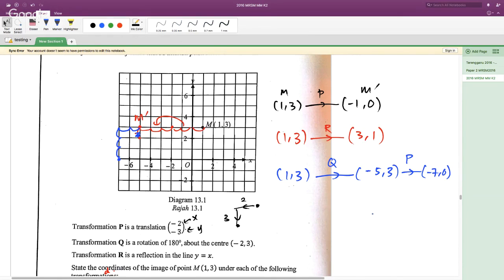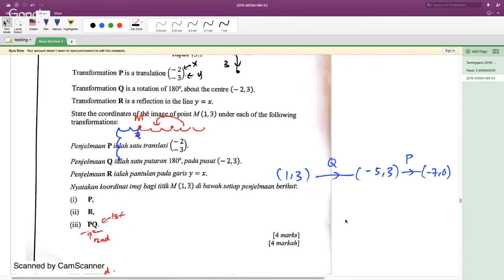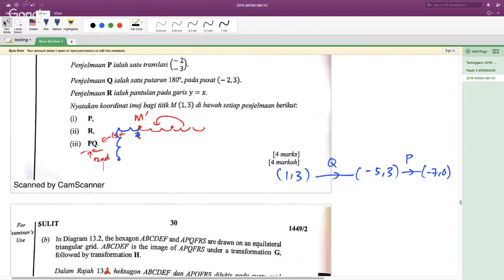Okay, this is how we actually get the marks in transformation. And actually it's hanging a little bit. So before I go to B, I will just restart the OneNote.